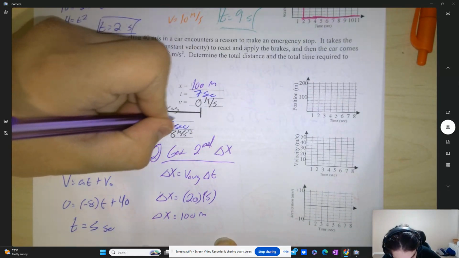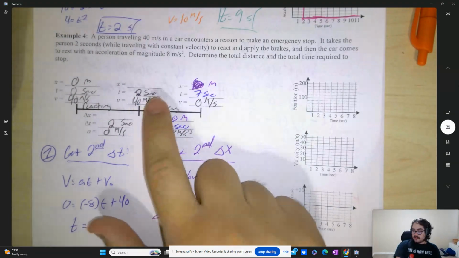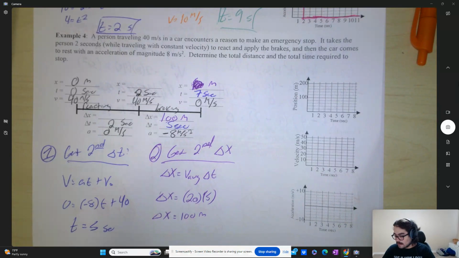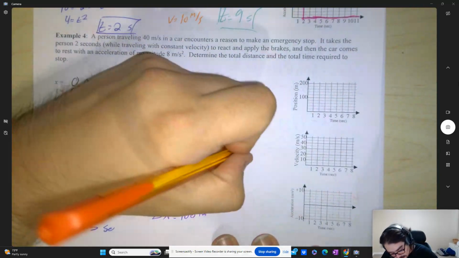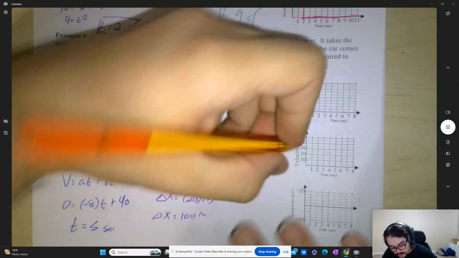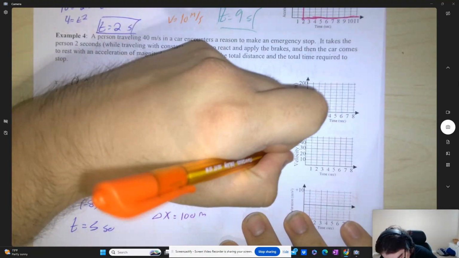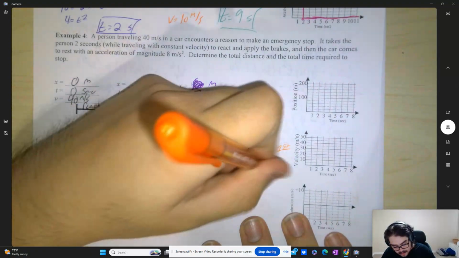He changes 100 meters here. So we don't know where he ends up in the middle part. And then we need to figure out the first delta x now. You can really do this in any order as long as you have the relevant information. Okay, get first delta x. How do we get the first delta x?